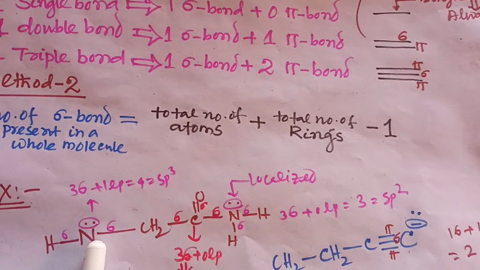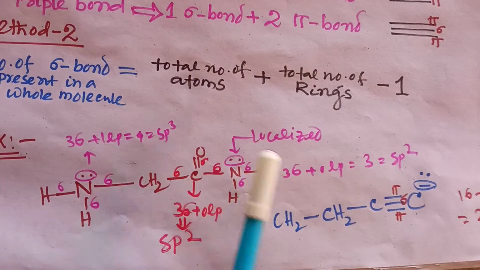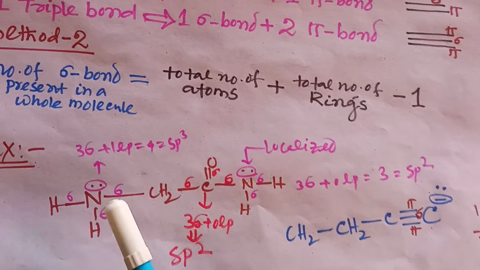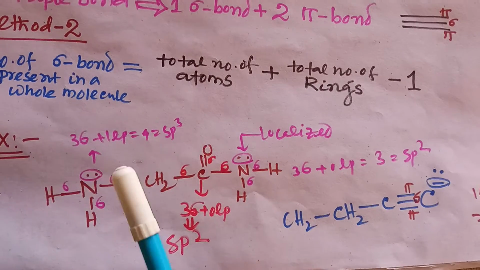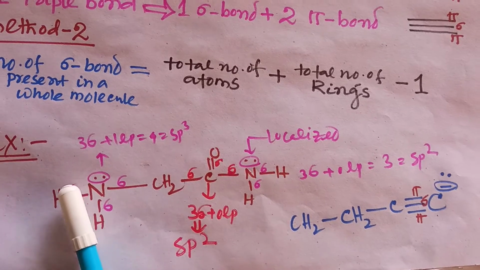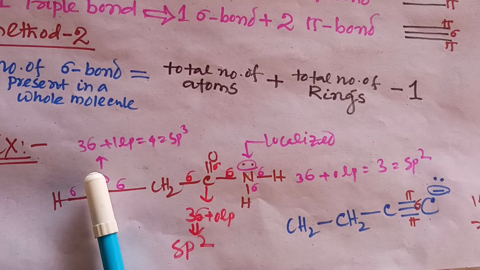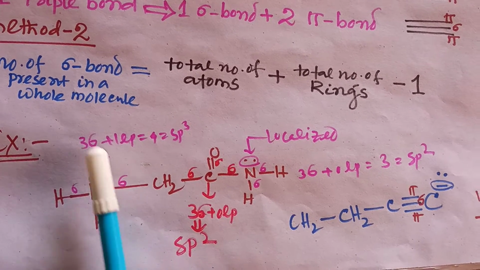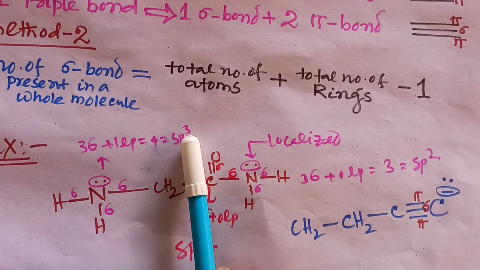So let's see some examples to find the hybridization. Here the given structure is something like this, and we want to find the hybridization of this nitrogen atom. This is a single bond, this is a single bond, and we know that a single bond means a sigma bond, so this will be sigma, this will also be sigma, and this will be sigma, and this is one lone pair, and this lone pair is localized as it is not in conjugation with any other pi bond. So the number of sigma bonds plus lone pair will be 3 plus 1, that equals 4, so hybridization will be sp3.